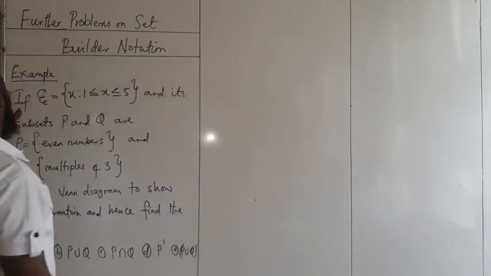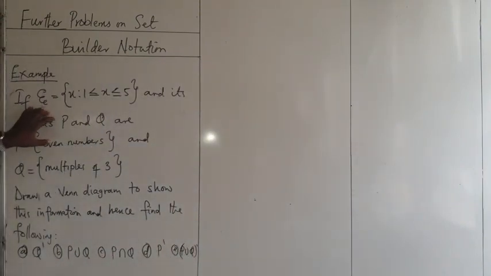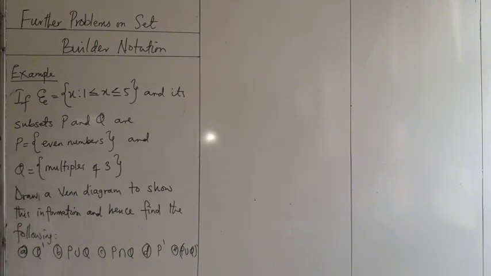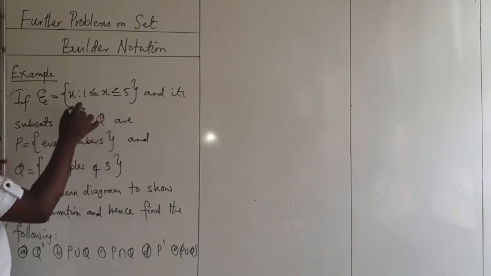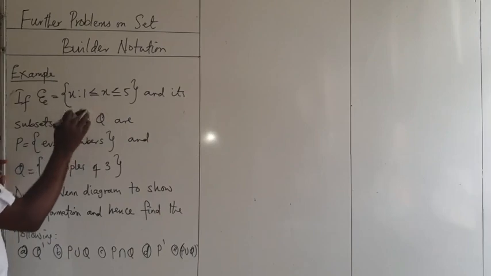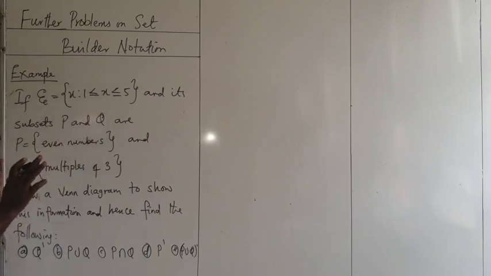The first example: if the universal set is x such that 1 is less than or equal to x, and x is less than or equal to 15, and its subsets, I've explained what subsets are. Which means for subsets P and Q, all the elements in P and Q must be included in this. So it does not go beyond this. That's what it means.